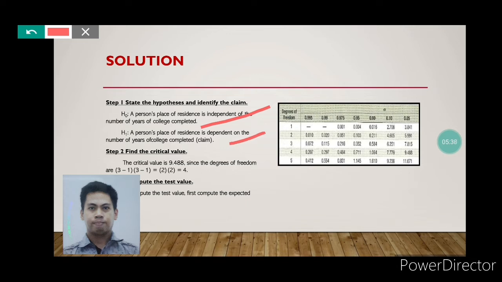Step 2 is to find the critical value. The degrees of freedom are (3 minus 1) multiplied by (3 minus 1), since there are 3 rows and 3 columns. Therefore, df is equal to 2 multiplied by 2, which is equal to 4. And now using the table G, or the chi-squared table, under alpha 0.05 and degrees of freedom 4, the corresponding critical value is equal to 9.488.